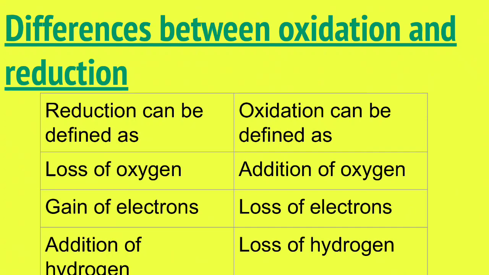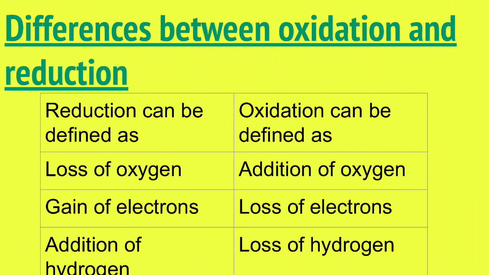Now, reduction can also be defined as the gain of electrons. When a substance gains electrons and becomes more negative, that is also a reduction. Then, it can also be defined as the addition of hydrogen. When you add hydrogen to a substance, you are also reducing it. That is also called reduction. And finally, reduction can be defined as a decrease in the oxidation number. Now we shall look at such examples as we move on.